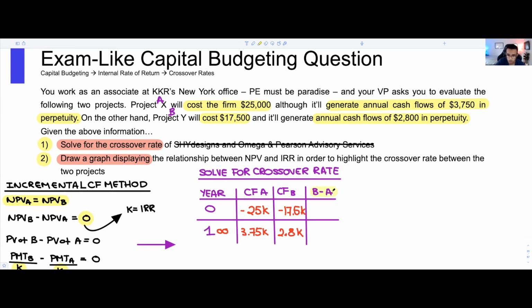So what we can do here is minus 17.5 minus 25, which gives you 7.5K. So we're going to have 7.5K as our initial investment difference. And here we're going to have 2.8 minus 3.75. I'm not going to try to do the mental math, I'm too lazy for that. Minus 0.95.